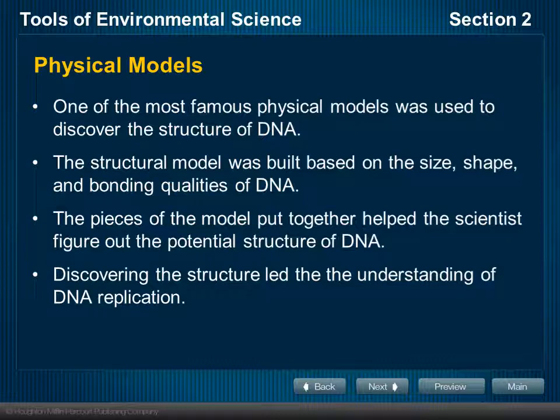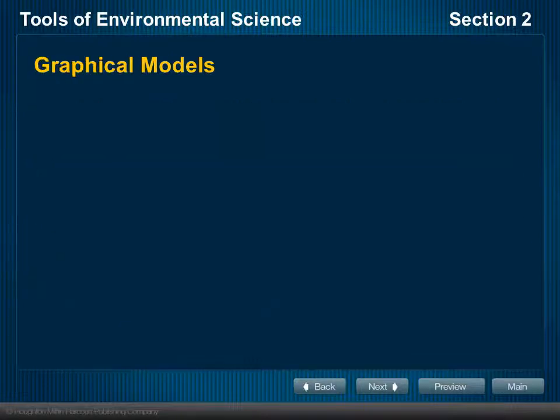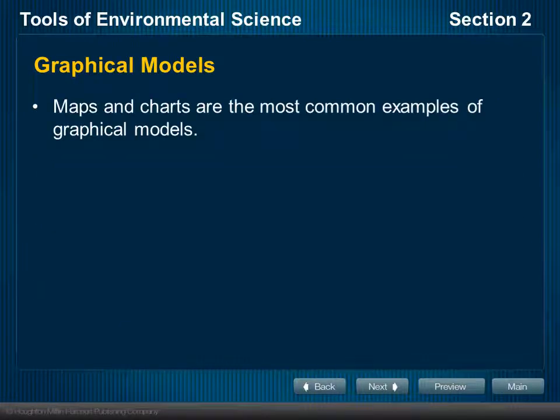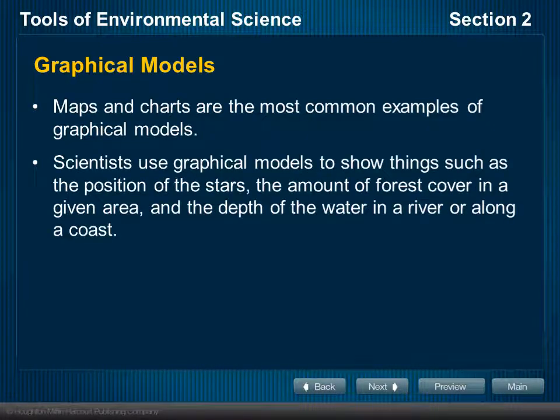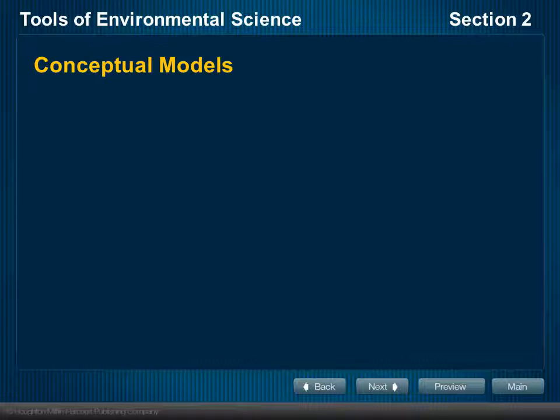And then understanding that model and that shape led to us understanding lots of other things like DNA replication. Next type are graphical models. Maps and charts are what we would consider graphical models. They show things such as position of the stars, amount of forest cover in a given area, depth of water in a river along a coast. Those are all graphical models.